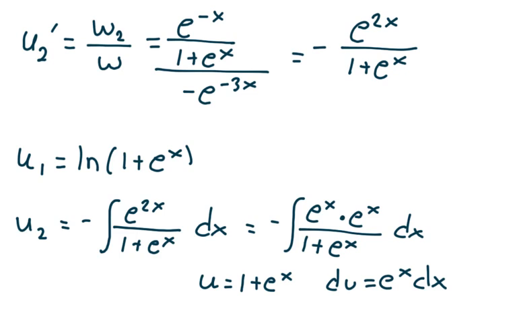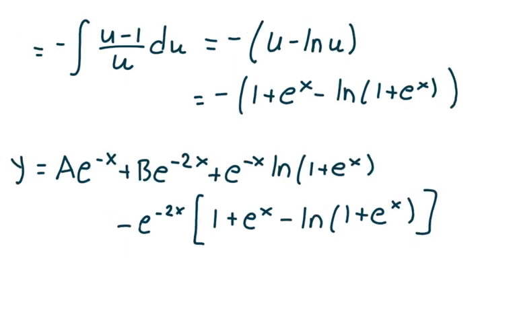U2 is negative the integral of e to the 2x over 1 plus e to the x dx. And I did a u substitution here. I let u be 1 plus e to the x. du is equal to e to the x dx. And I go through and I get negative the integral of (u minus 1) over u, which is negative of u minus the natural log of u, which is negative of 1 plus e to the x minus natural log of 1 plus e to the x.